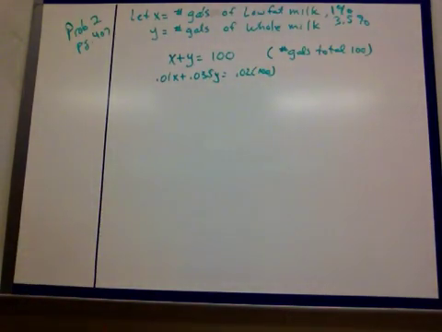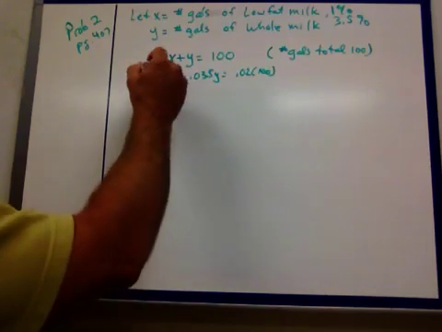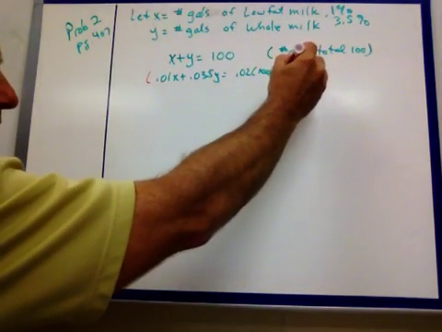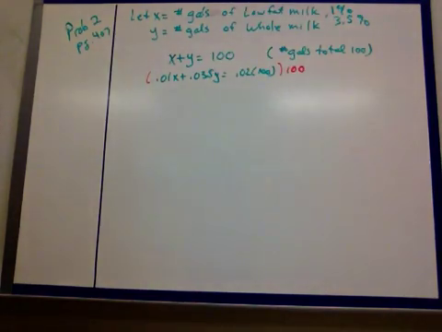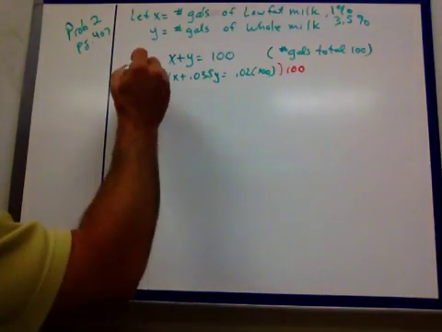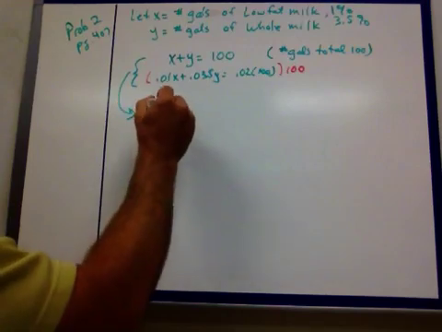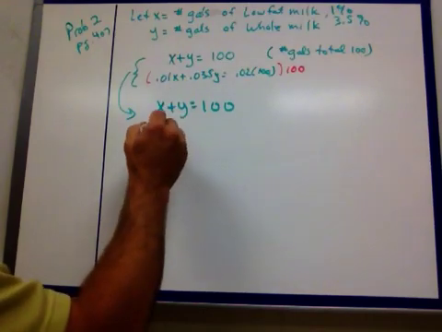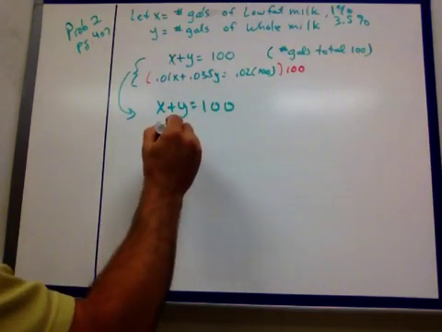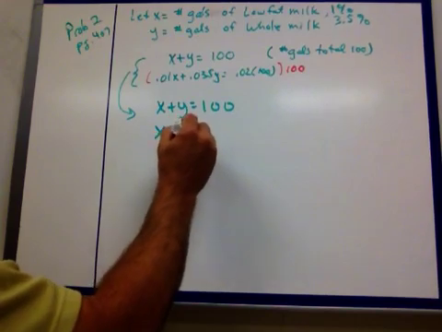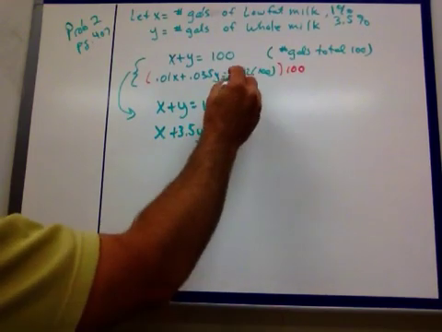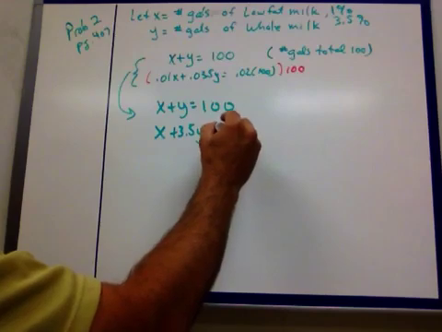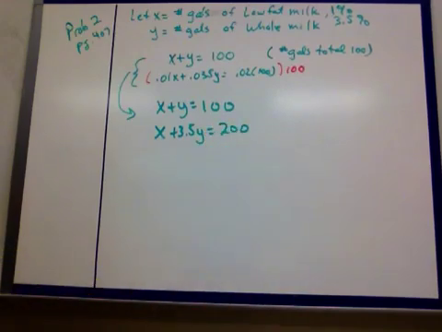From here, it's up to you how you want to solve it. I'm going to start out by multiplying the second equation by 100, so I get rid of my decimals. When I rewrite these two, I get x plus y equals 100. Then 100 times the first term is x, and moving the decimal two places, I get plus 3.5y, and that equals 2 times 100, which is 200.